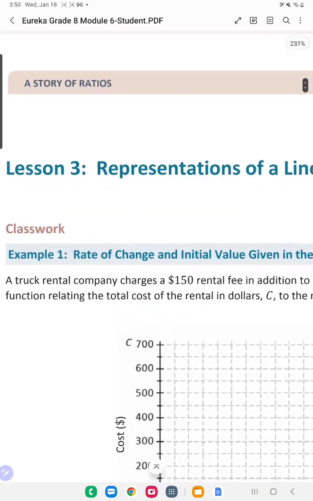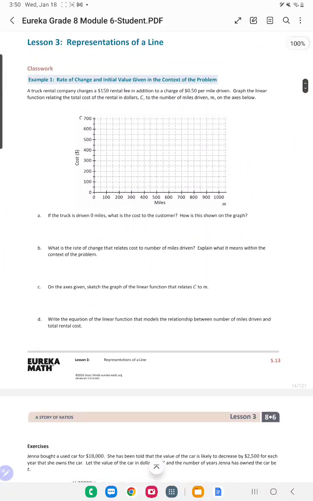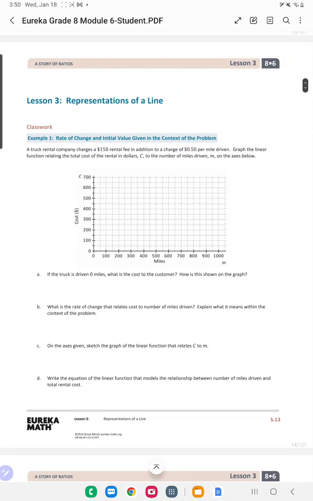All right, so we're looking at lesson 3, which is on page 13. So go ahead and get your books out and go to page 13. Pause this Edpuzzle video while you're getting there.